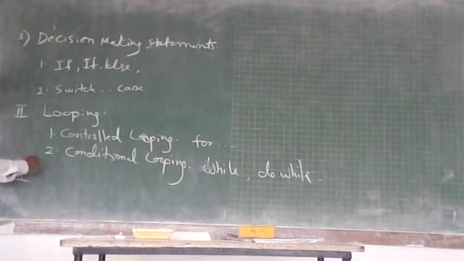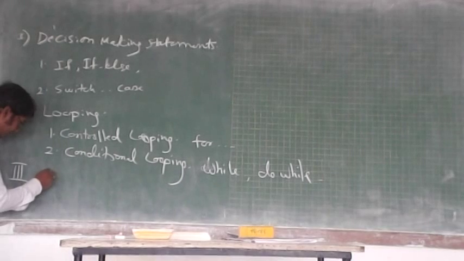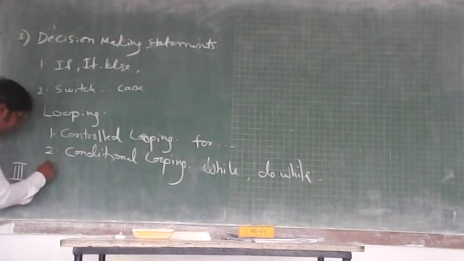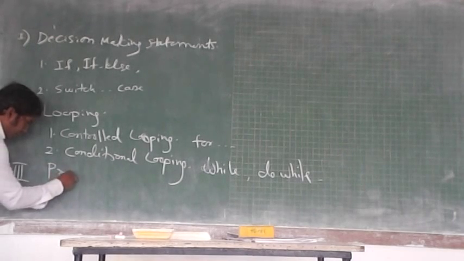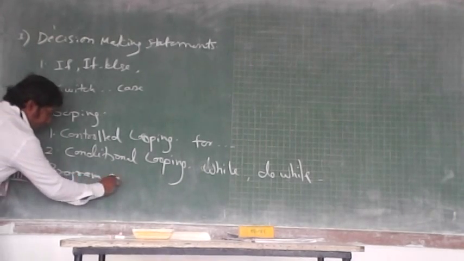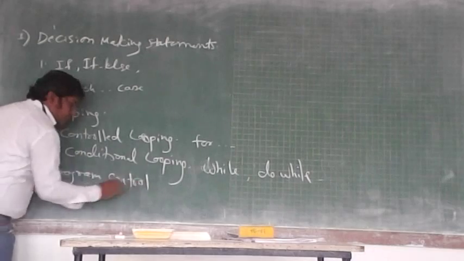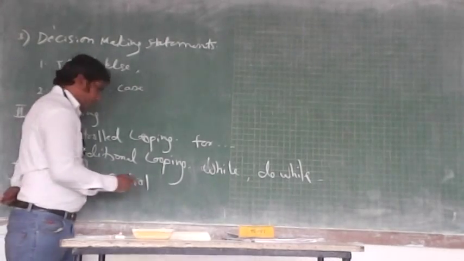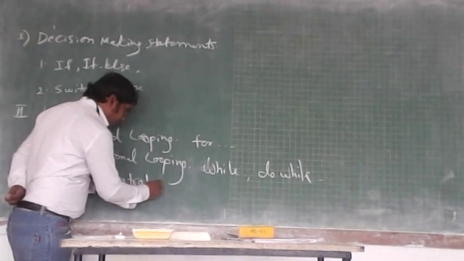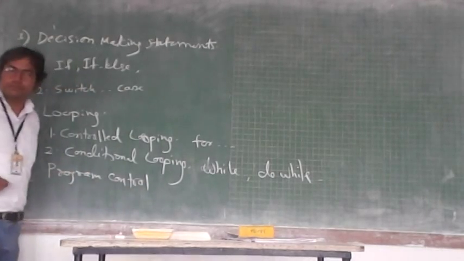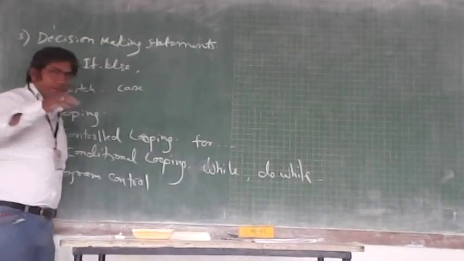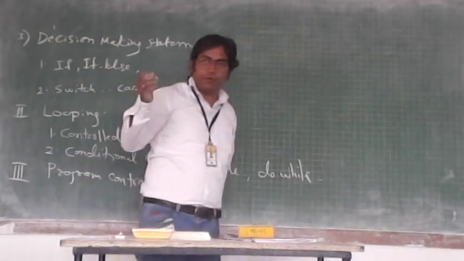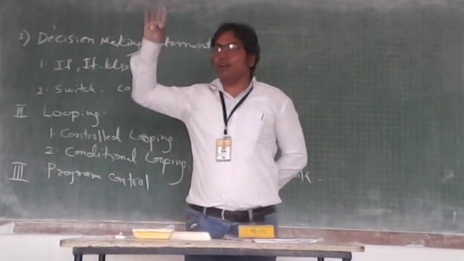So here, the third ability is what? Program control. Okay? Program control. Program control means the execution of your program can jump from one point to another point.